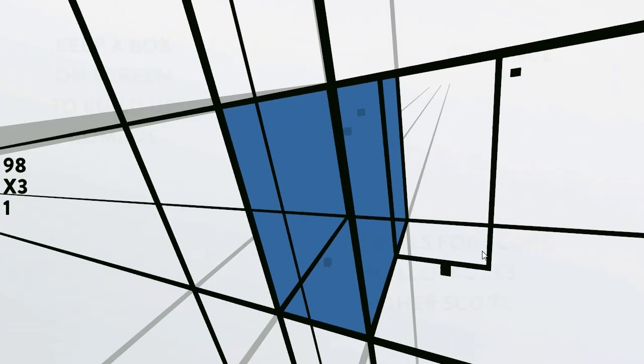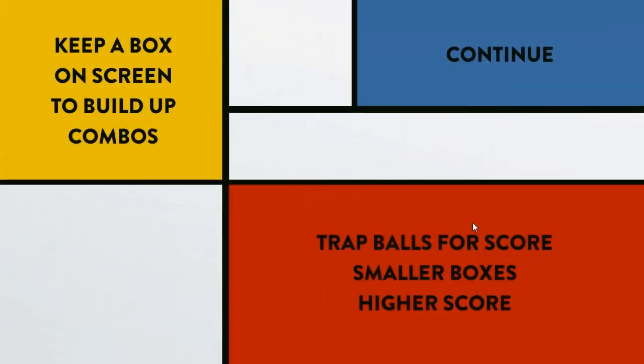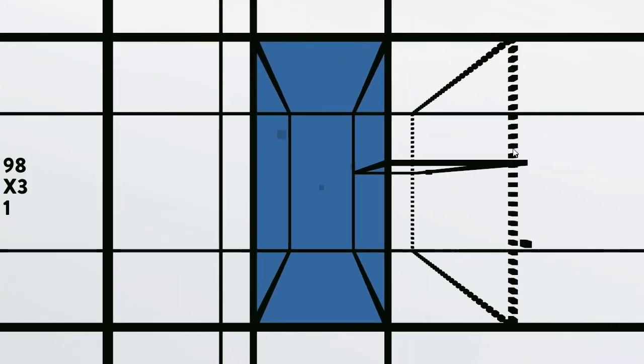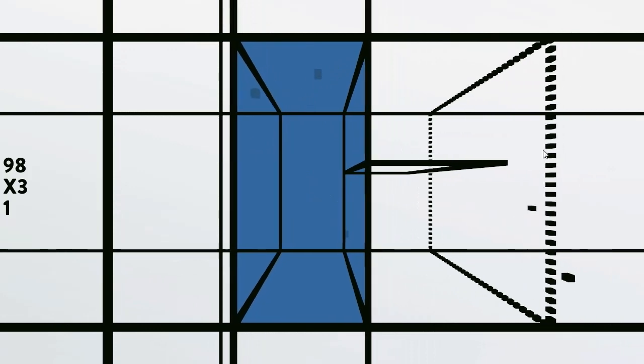So we turn... Okay, keep a box on screen to build up combos. Trap balls for score, smaller boxes higher score. Okay. I get what we're doing now. So we want to actually use both orientations here to try and get a ball in the smallest possible space.